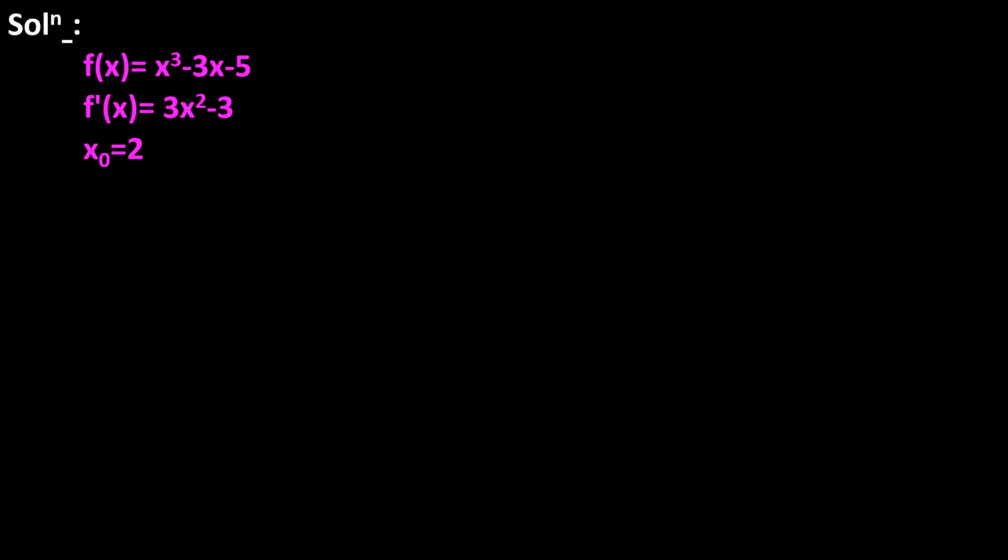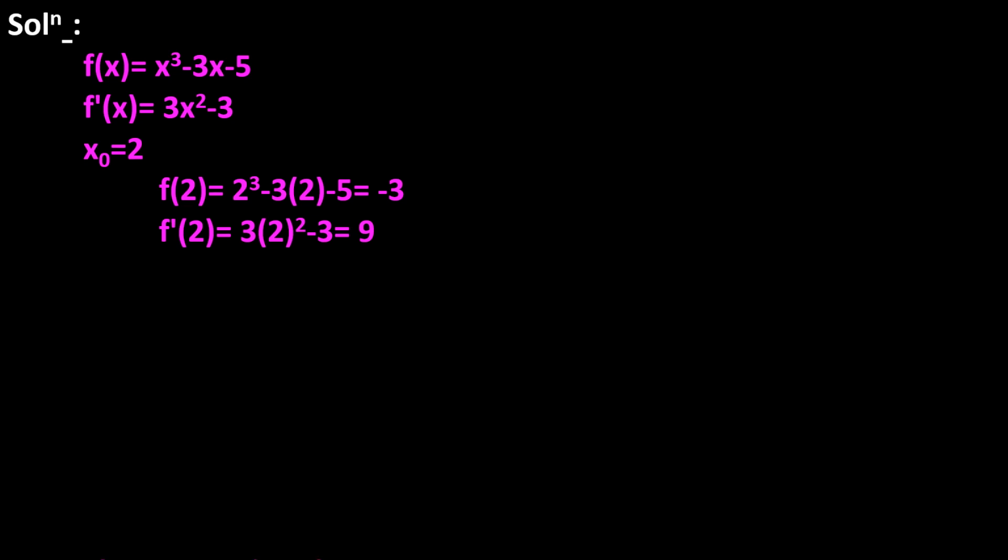F of x is equal to x cube minus 3x minus 5, f dash of x is equal to 3x square minus 3, and x naught is equal to 2. First we need to find f of 2. F of 2 is equal to 2 cube minus 3 into 2 minus 5, which is equal to minus 3. Next we find f dash of 2, which is 3 into 2 square minus 3, equal to 9. Here the x naught value is 2, and we are just substituting that value in f of x and f dash of x.